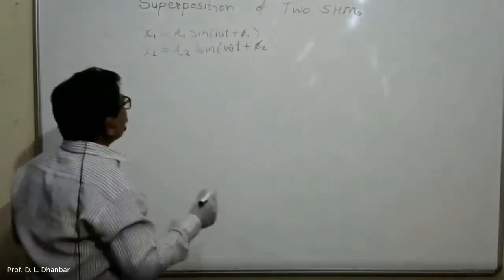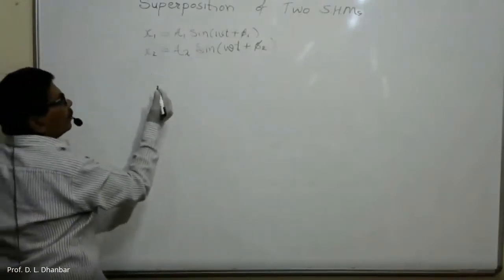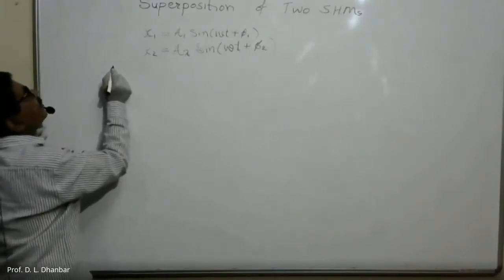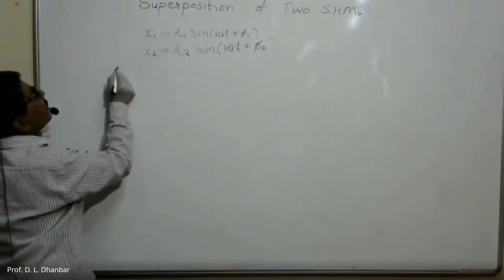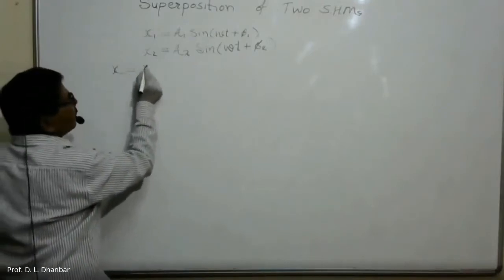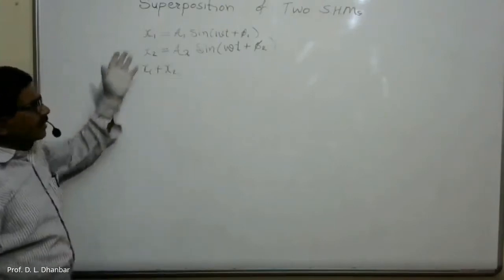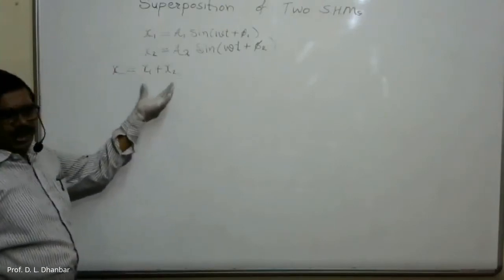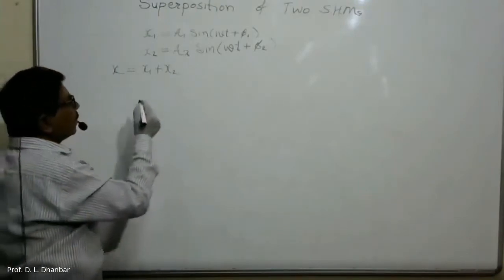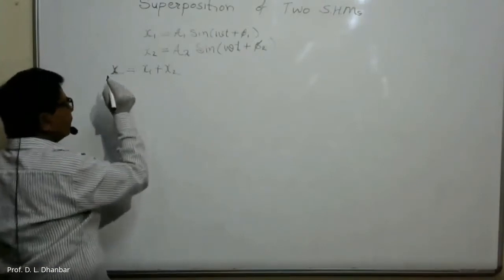Okay, so here the vector sum of these two displacements is given by the resultant displacement, say x. X is the resultant displacement. This is equal to x1 plus x2. Means we have to add these two equations so that you will get the vector sum of the two individual displacements, and this will be the resultant displacement.